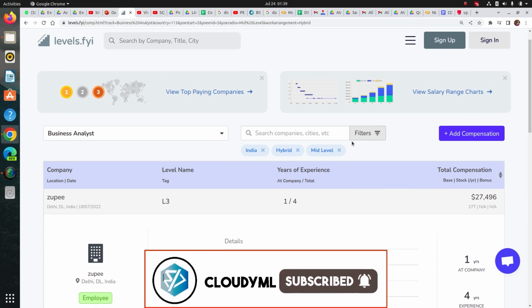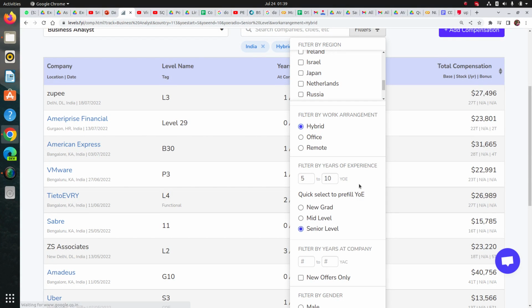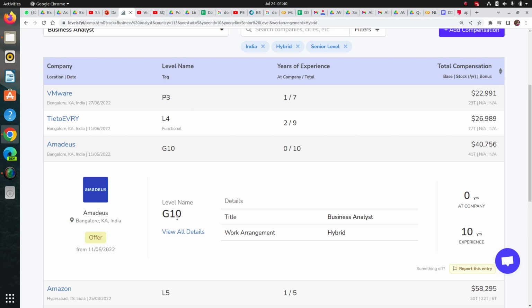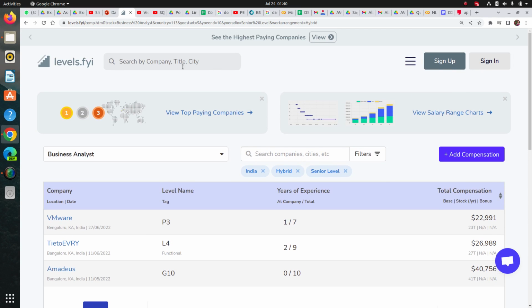Now instead of mid-level, let's see the highest level, which is senior level. For senior level, we don't have people here who have registered with a very good level of experience, like more than 5 years, so we cannot get that information exactly. But this is the G10 level, and if there is such a person, you can get this much salary at Amadeus, $40,000. So just go through this website to see companies and their salaries based on the role.